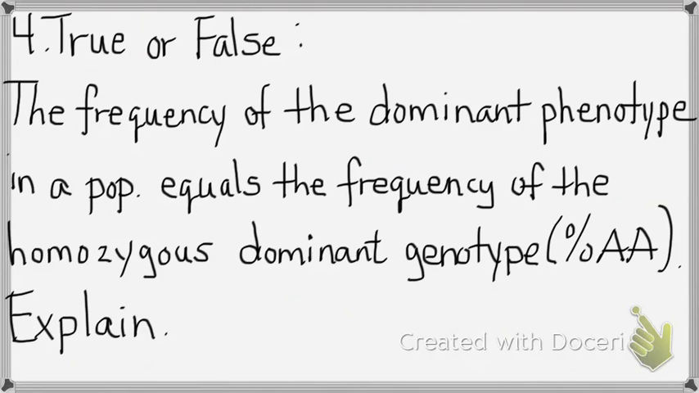Okay, now question 4, similar but different. Look at question 4. What makes number 4 different? What's changed? It says dominant this time. The frequency of the dominant phenotype in a population equals the frequency of homozygous dominant genotype.